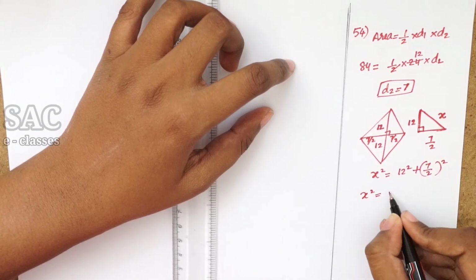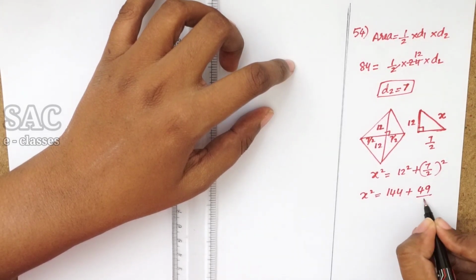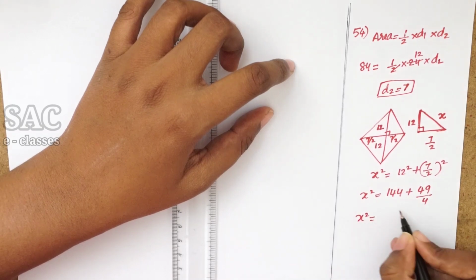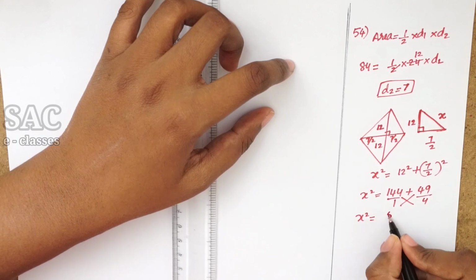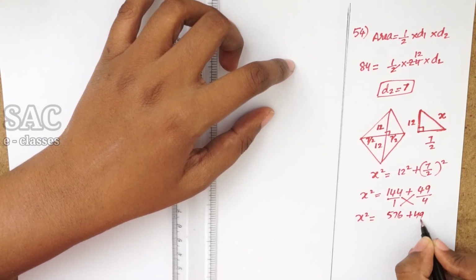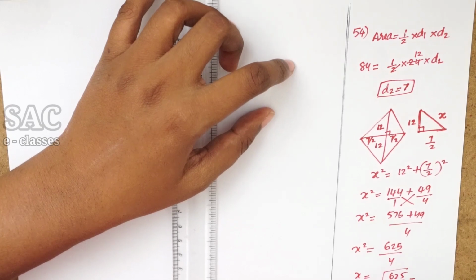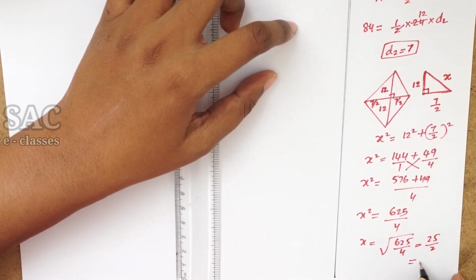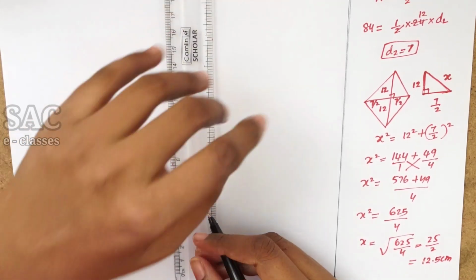X square is equal to 144 plus 7 by 2 whole square, which is 49 by 4. X square equal to, do the LCM, 4 into 144, 576 plus 49 by 4. X square equal to 625 by 4, where x is equal to square root of 625 by 4, which will give you 25 by 2, which is 12.5 centimeter, will be option 2.